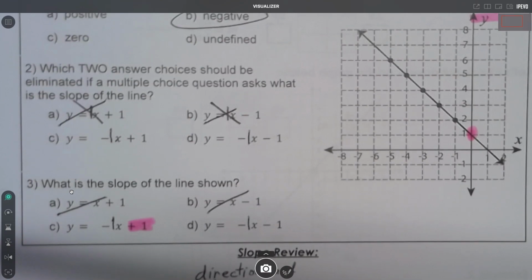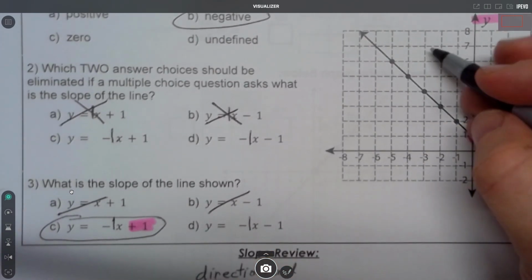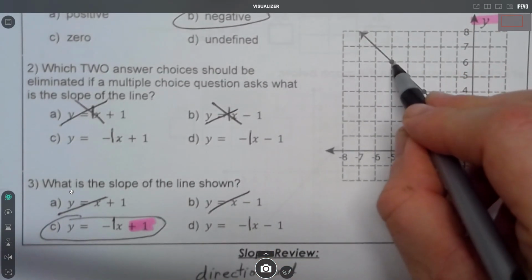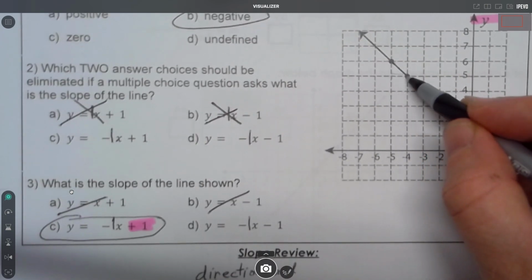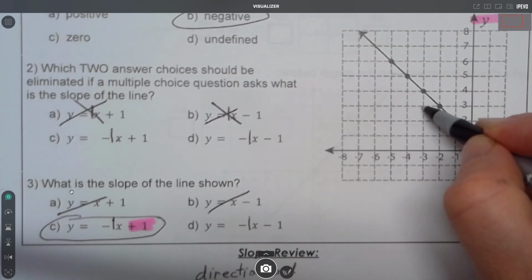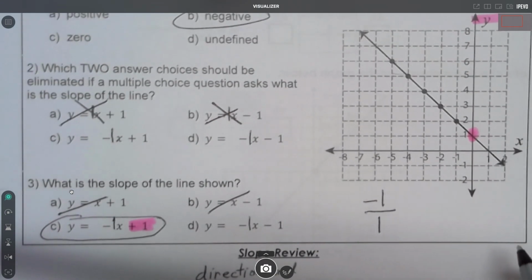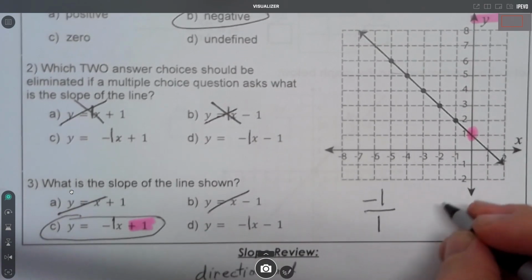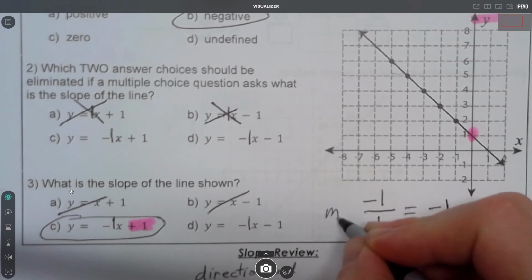This is the only equation that has a negative slope and the y-intercept of positive 1, so it's got to be this. And if I look at the slope, the pattern to get from one point to the next is down 1 unit, right 1 unit, down 1 unit, right 1 unit, down 1 unit, right 1 unit. So it'd be down 1, right 1, which would be negative 1 over 1, which simplifies to negative 1. So that would be my slope.